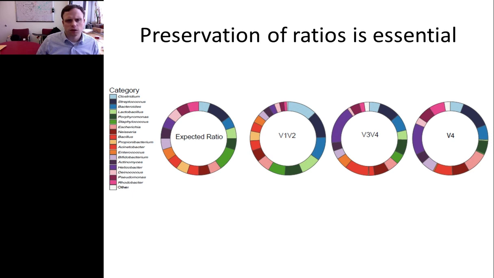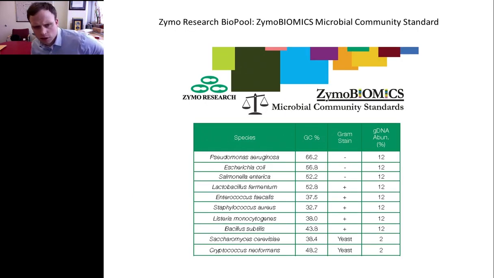And ZymoBIOMICS, when they released their standard, this was, to my knowledge, the first really multi-kingdom standard, so both bacteria as well as yeast that you can see here, put together with different GC, different abundances, that are titrated together so you can utilize. And we've been using this for now almost 3 years because we can use it. We've been using it in almost all our experiments because, like any good experiment, you will need a positive control.